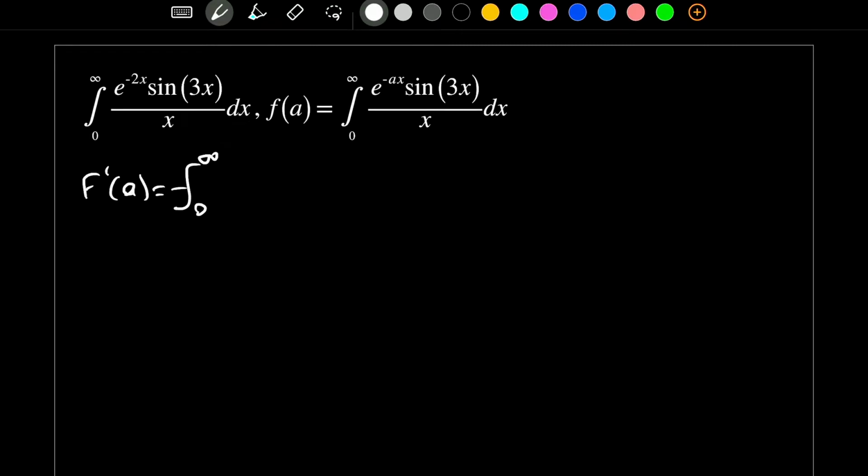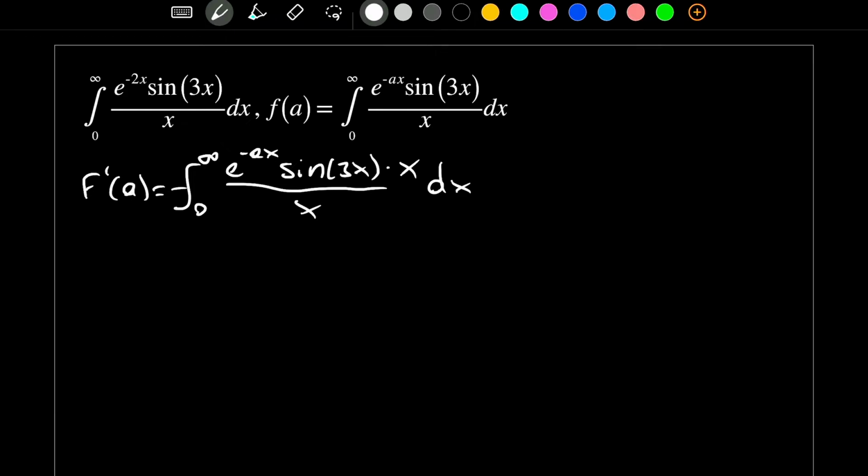We're going to get a minus sign because of the chain rule, and then we're going to get e to the power of minus ax times sine 3x times x all over x dx. So notice that we are differentiating with respect to a. That's why we have to use a chain rule on this exponential function here. And all of the other x's are just constants. So that might seem confusing, but definitely don't get it mixed up. This is why we're going to get that times x just as a constant from the chain rule.